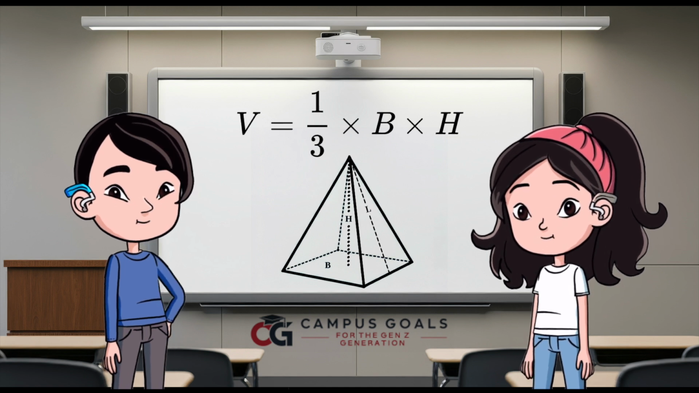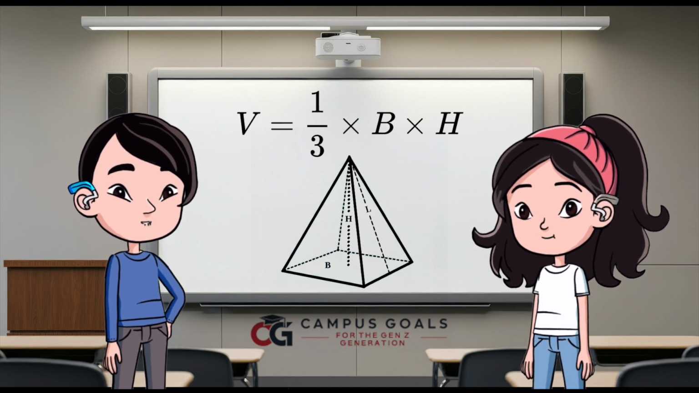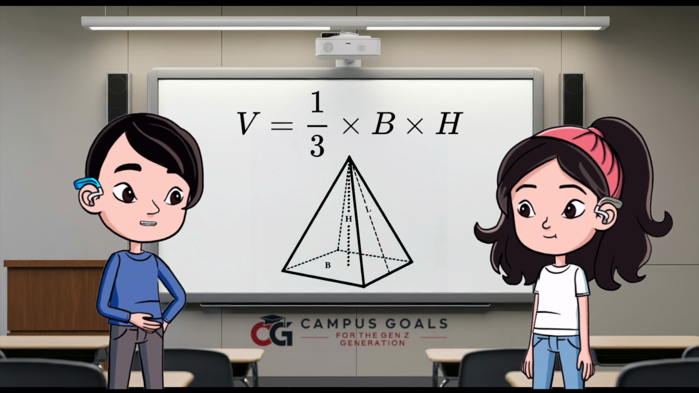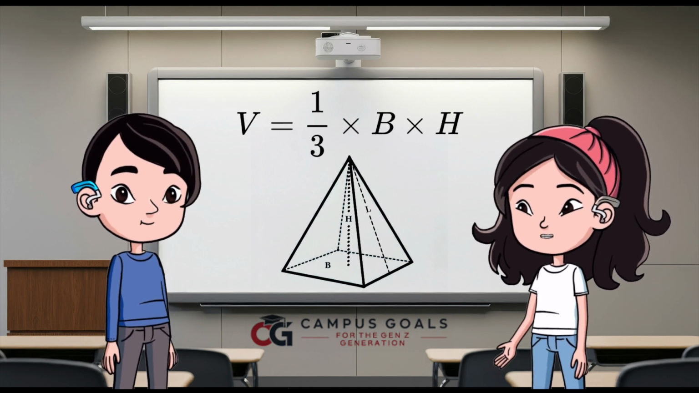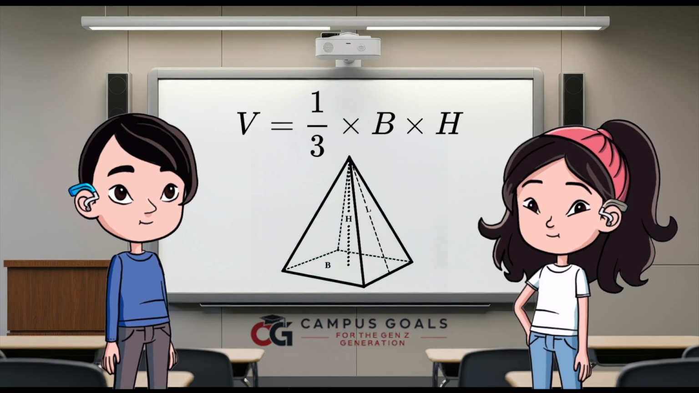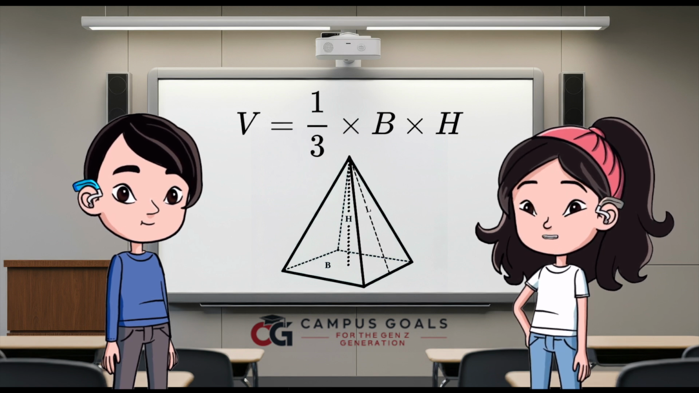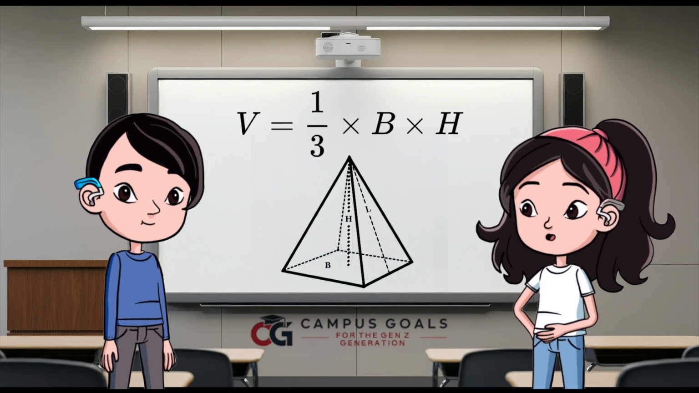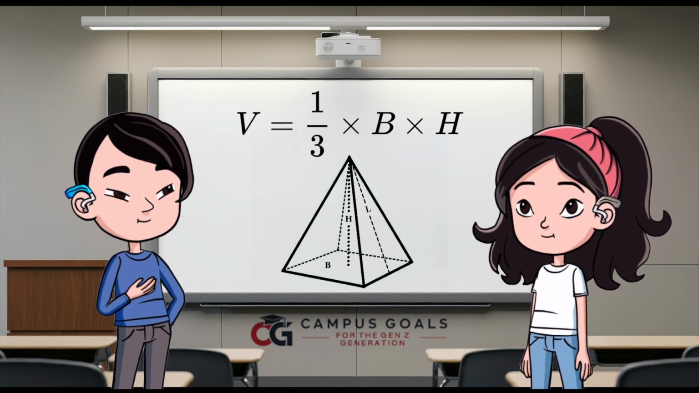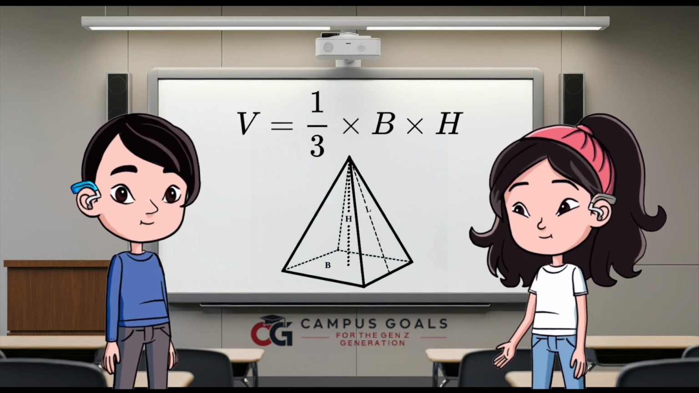So basically, we're finding the area of the bottom and multiplying it by the height, but with a little 1/3 twist. Exactly. And that 1/3 can trip people up, but here's the tea. Think of a cube with the same base and height as your pyramid. The pyramid only takes up 1/3 of that space. Never thought of it like that. Mind blown. See? Math can be cool.